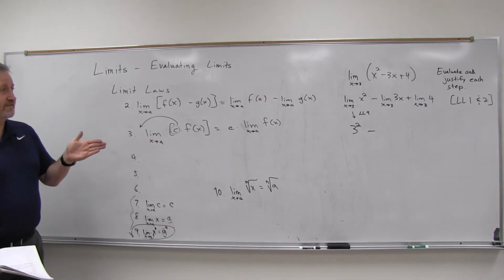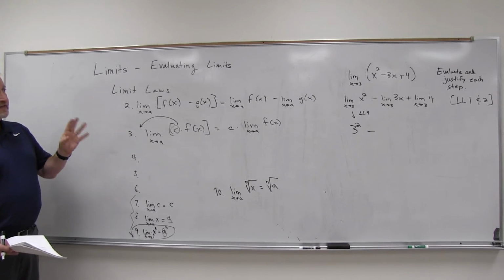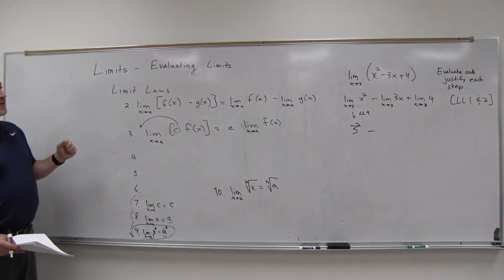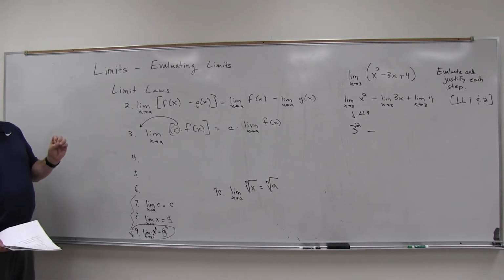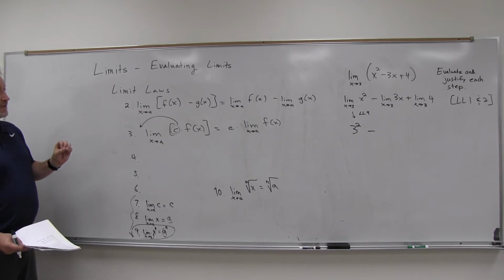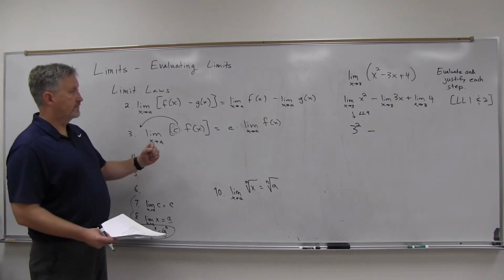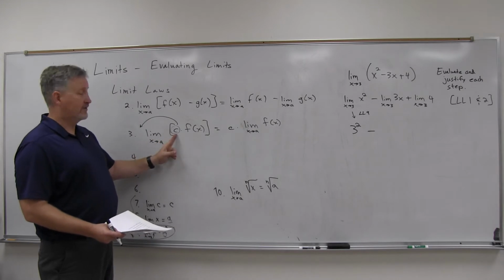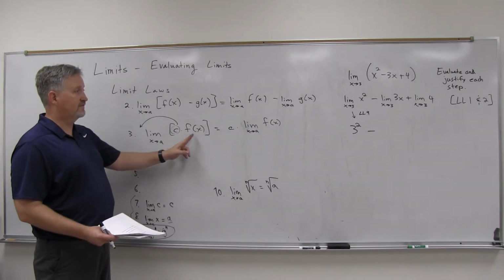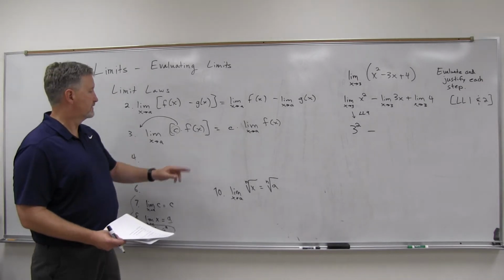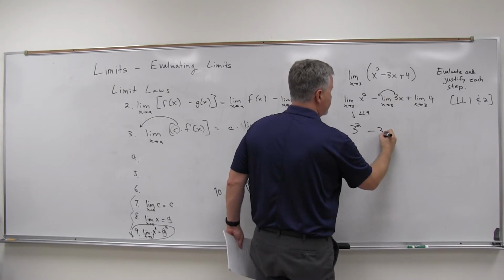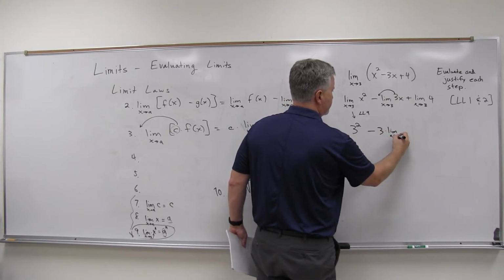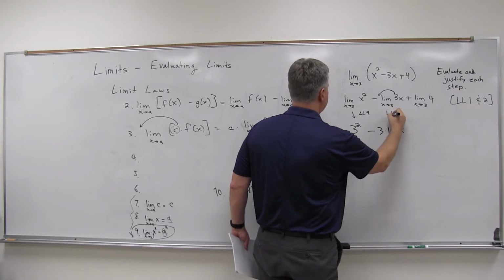Now, we can't do the same thing for that middle one because we don't have a limit law that says something times x. But we'll just have to go a couple of steps here. What can I do with the middle part? Well, I guess there's a couple of things I can do. I can do limit law 3 on that one, can I? Because I've got a constant in front of an x, and so I can bring that out, so that becomes minus 3 times the limit as x approaches 3 of x. That's my limit law 3.